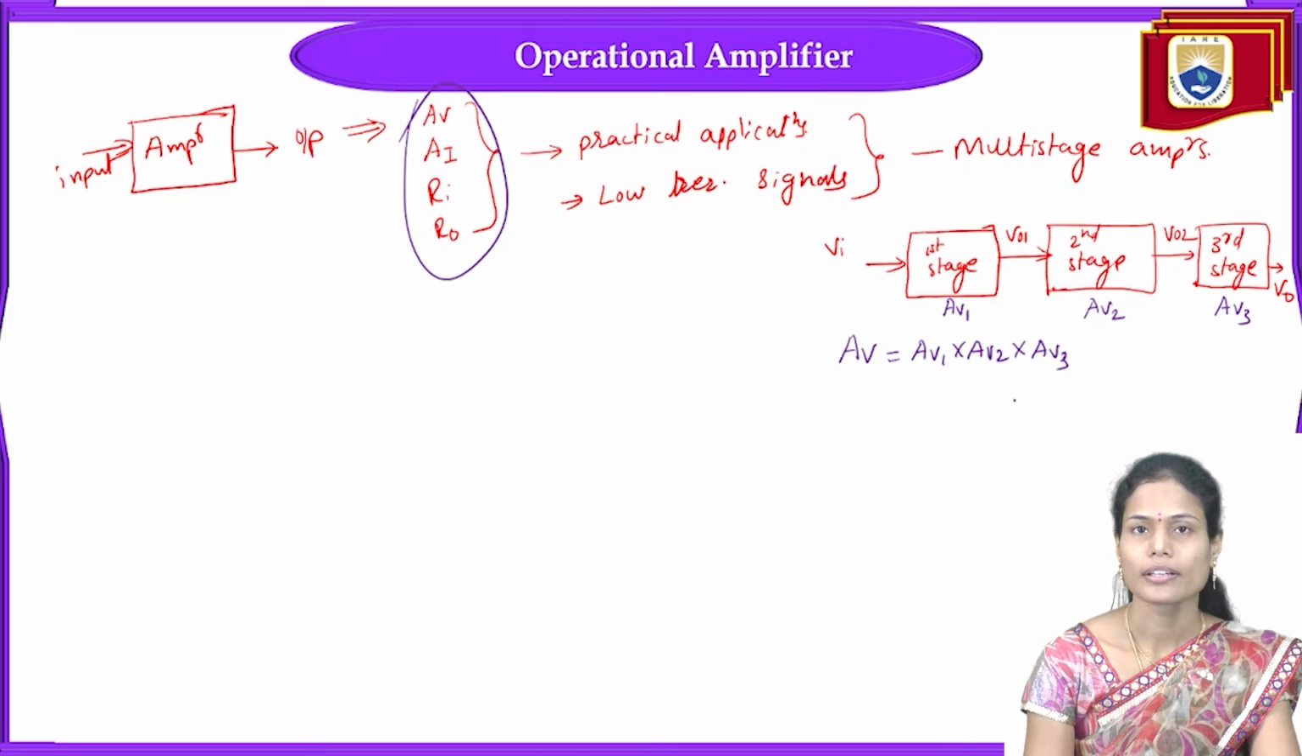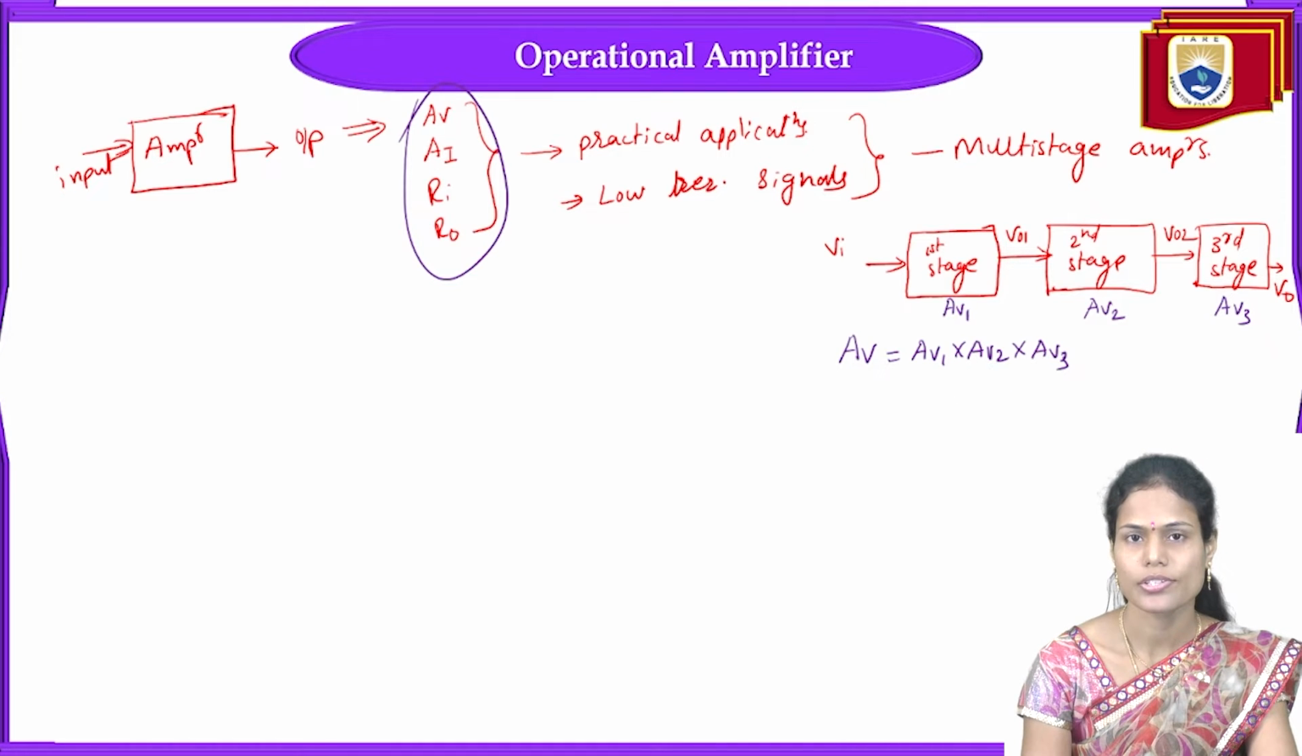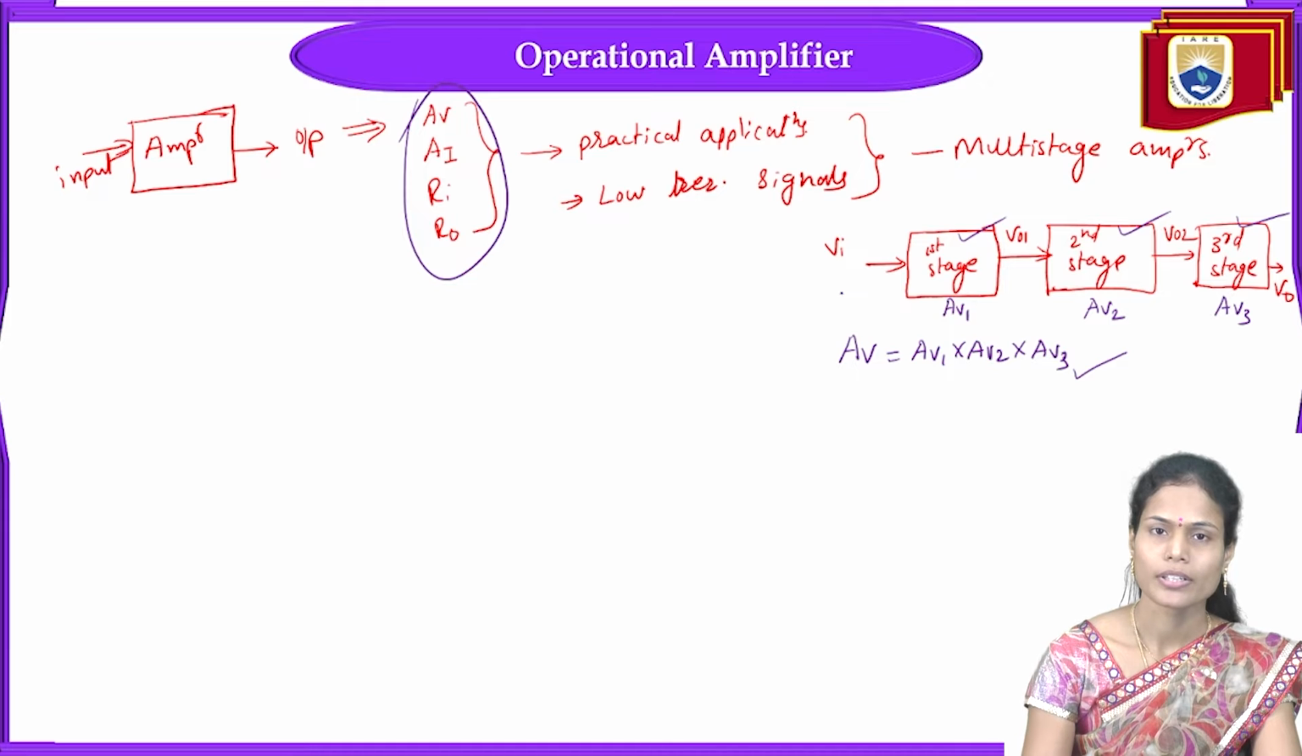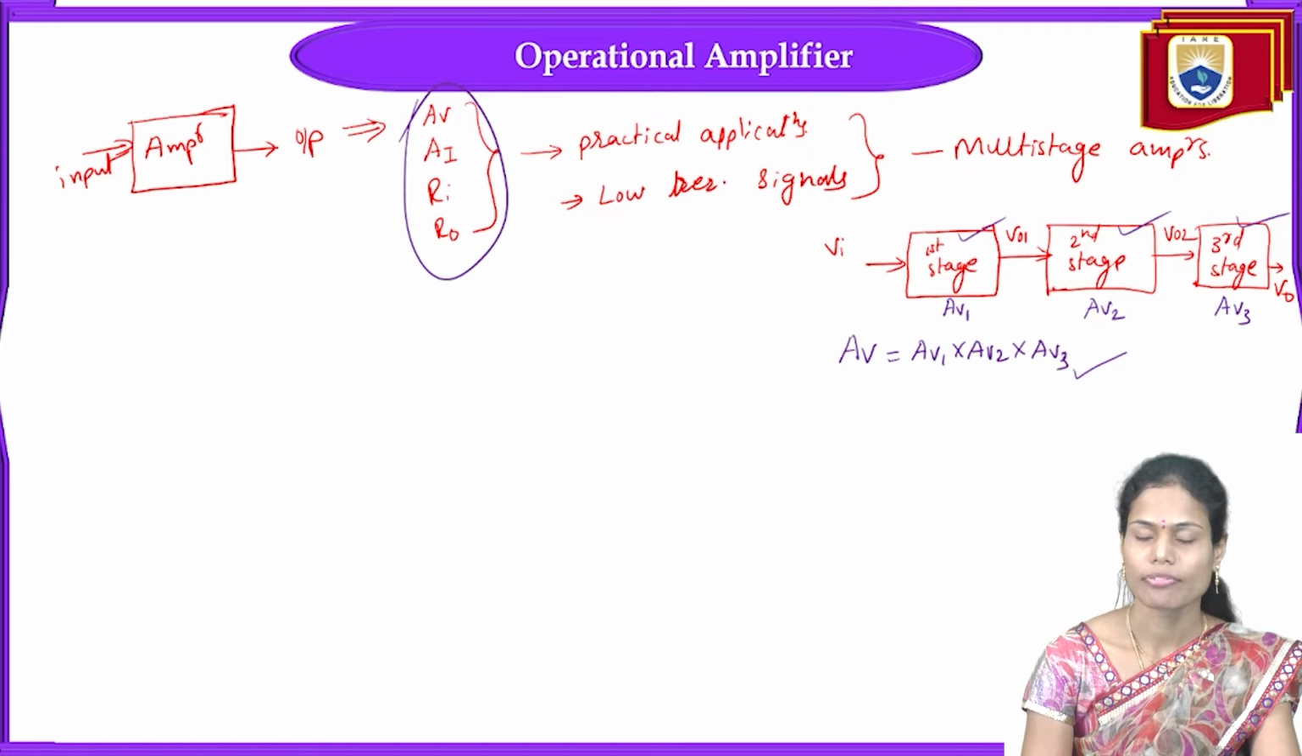So however many stages we add, that much the gain increases. In this case the voltage gain value is increasing. Here all the stages, the first, second as well as third stage amplifiers, we are taking as the same amplifiers, that may be common emitter configured BJT amplifiers or common source configured FET amplifiers. So we are taking the same configuration of transistors. Instead of this, we can also take different types of configured transistors.